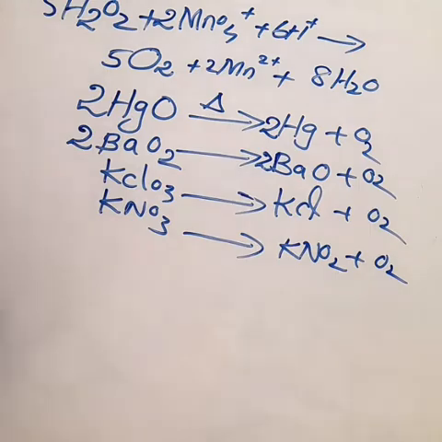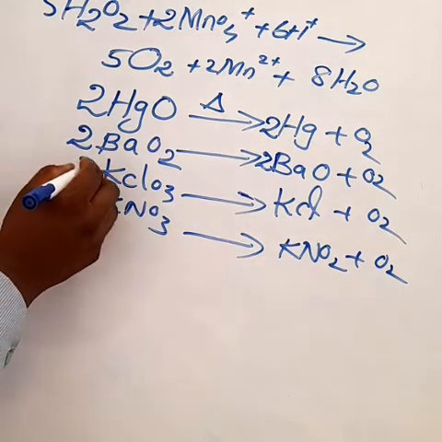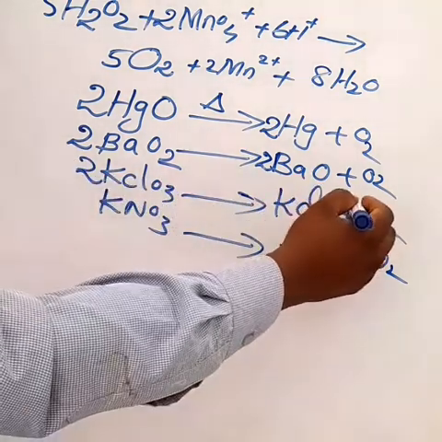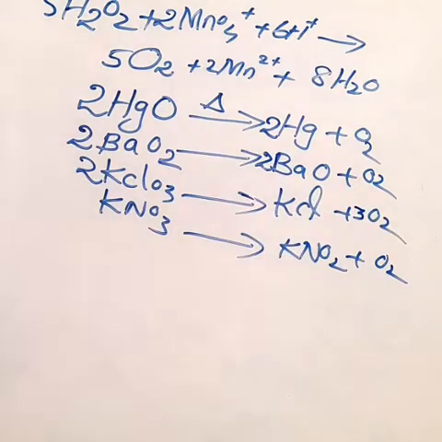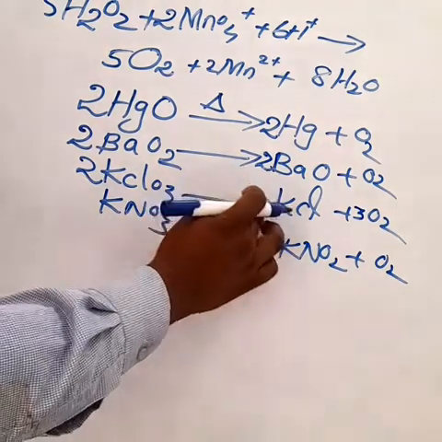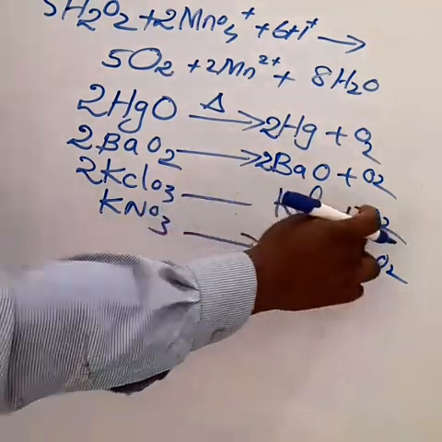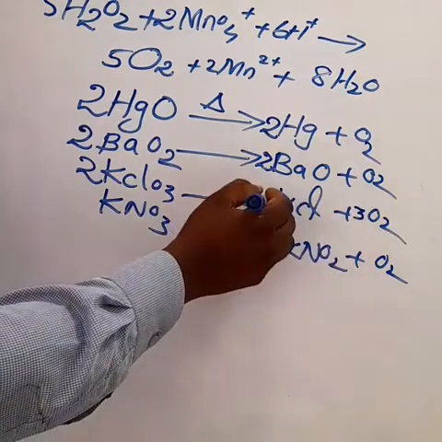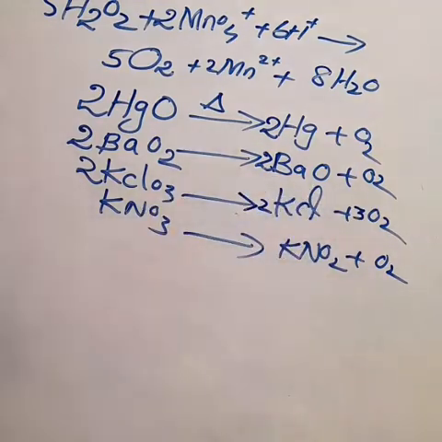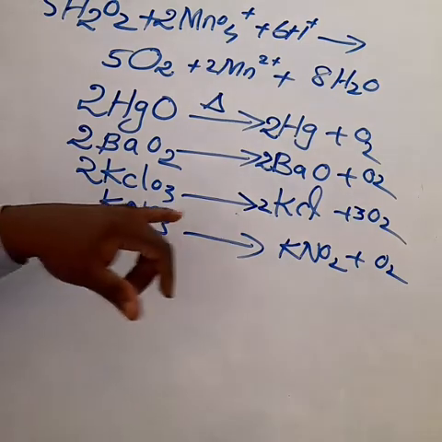So how can you balance the equation? We have to balance oxygen. Put 3 on the reactant side. 2 threes are 6, so make it oxygen 3 into O2 equal to 3 O2. And also make it 2 KCl.